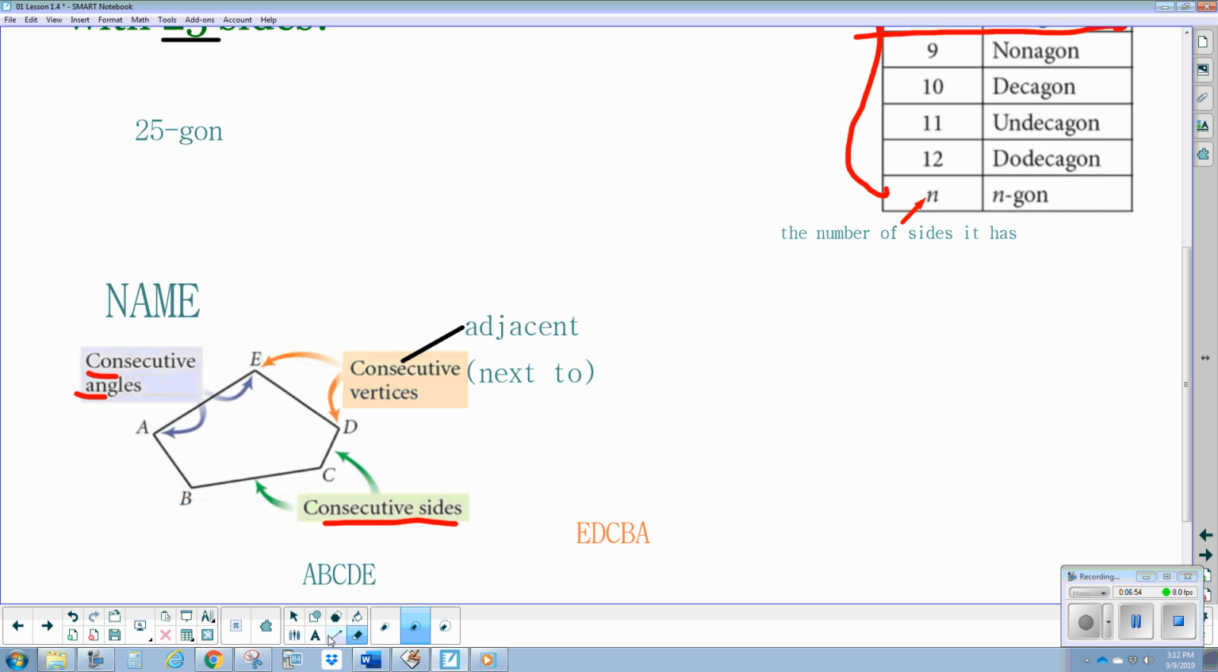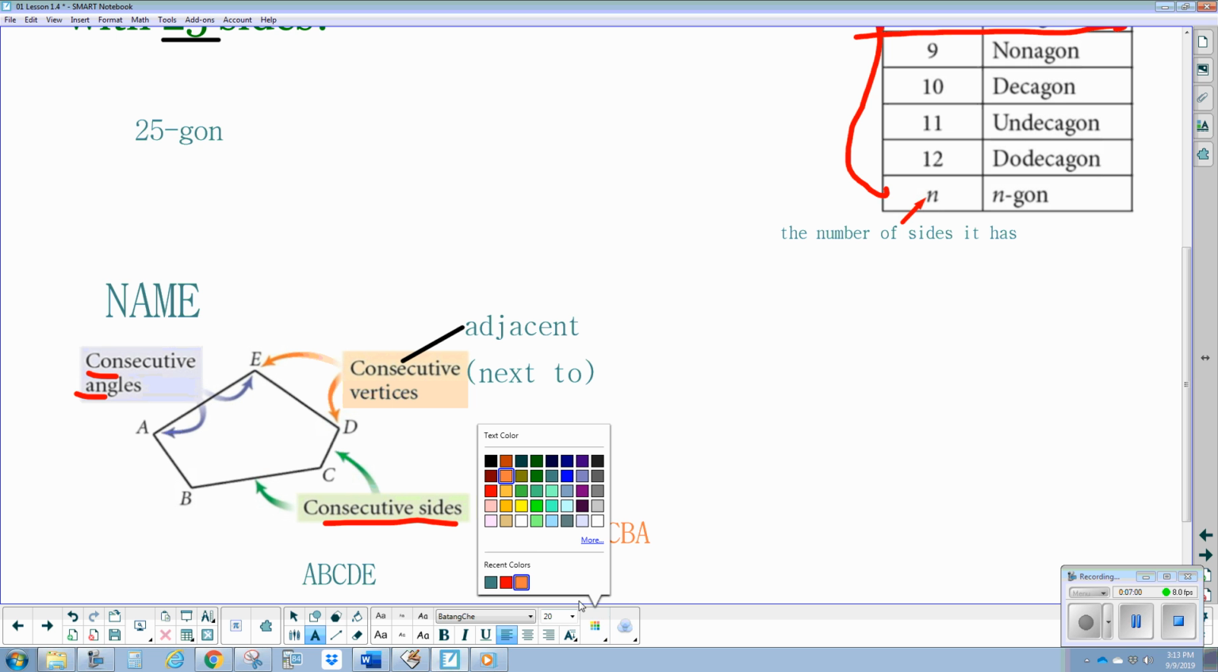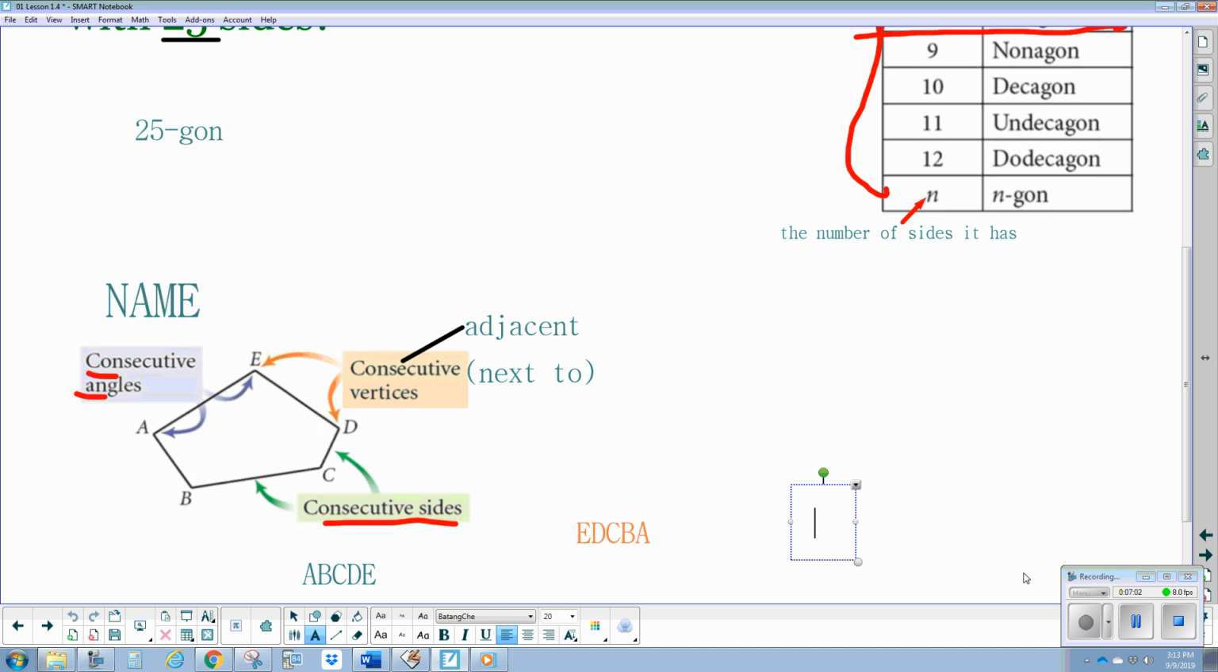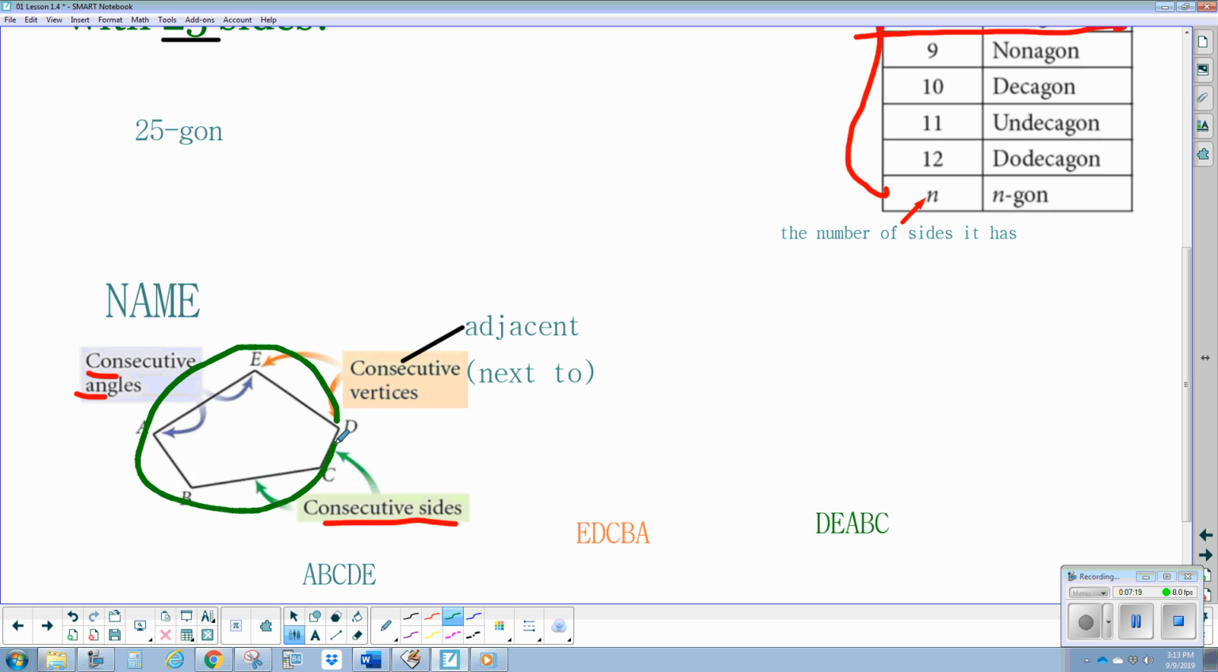I could start really at any point and go any direction as long as I'm using consecutive angles, consecutive vertices. So I could start at D and go counterclockwise, and I could say DEABC. Notice that I'm following my consecutive vertices. I'm going all the way around, going in the same direction, and I'm following along the sides of the polygon.